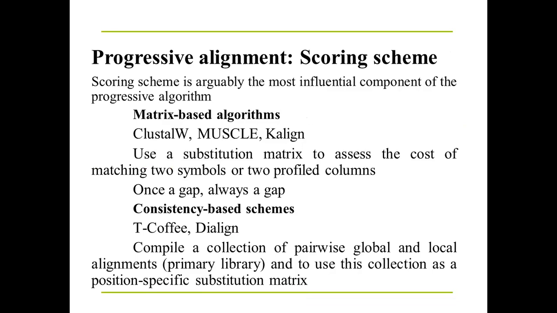Here we have 2 types of algorithms. The first one is the matrix-based algorithm, and the second one is the consistency-based scheme. Clustal W, MUSCLE, and KAlign software are based on matrix-based alignment algorithms. As we already discussed, there is a matrix, and that matrix has specific values like gap penalty, match, mismatch. So Clustal W, MUSCLE, and KAlign use that approach to solve multiple sequence alignment, and use a substitution matrix to assess the cost of matching 2 symbols or 2 profile columns, and also give some specific deduction of numbers to the gap penalty or mismatch.